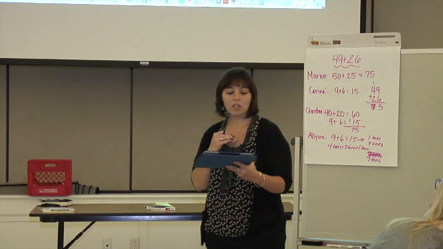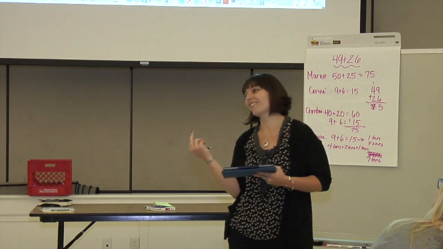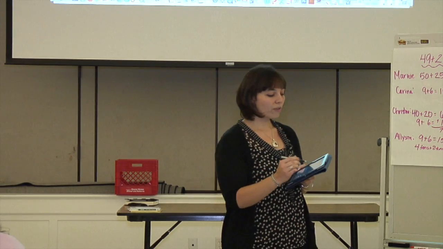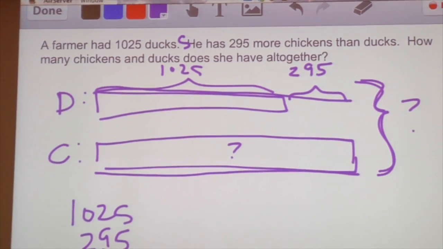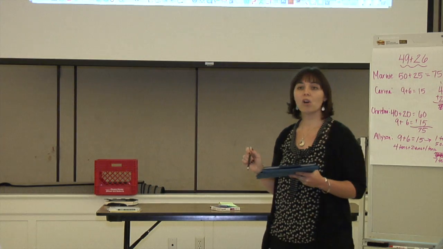How many chickens and ducks does she have altogether? Now, there's 2 things that we're going to need to do first before we can actually solve that. 1, we need to show how much more those chickens are, and we know that's 295. We're looking to solve all together. We need all of it. What information do I need to know first? Right, we need the chickens before we can find all of them. So the first thing I have to do is solve that question, then I can find all together.